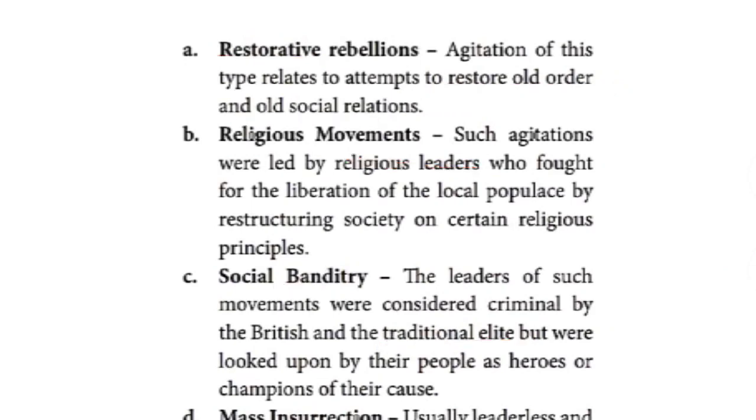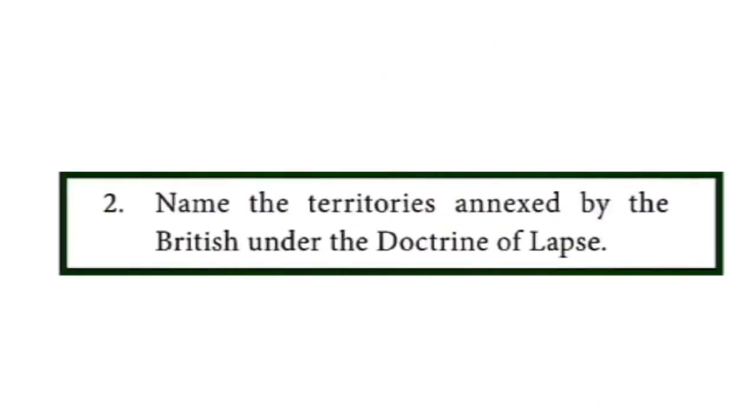The next question given, the second question: name the territories annexed by the British under the doctrine of lapse. So what are the places captured by the British under the doctrine of lapse? What is meant by the doctrine of lapse? For example, if the king has no child, he should not adopt any child from others. Okay, so that's the main thing of the doctrine of lapse.